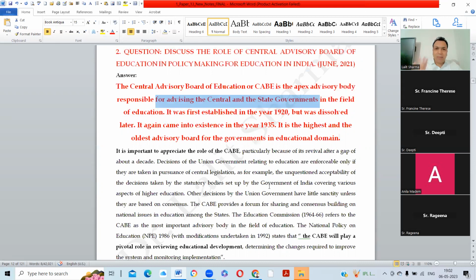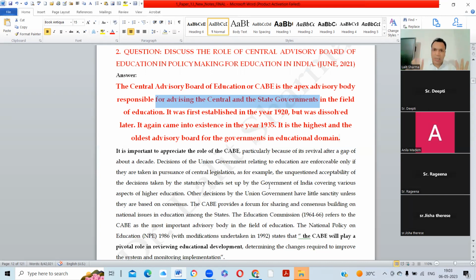So guys, what was our earlier question? Earlier question was center state relations on the education policy, right? So it means the first question is the general question. Even in the first question, you can also write about the CAB. Are you getting my point? Right? Because it is a general question. Okay, in the first question, you have to talk about center state relationships on the educational policy. Okay, now you are doing our second question, second answer.